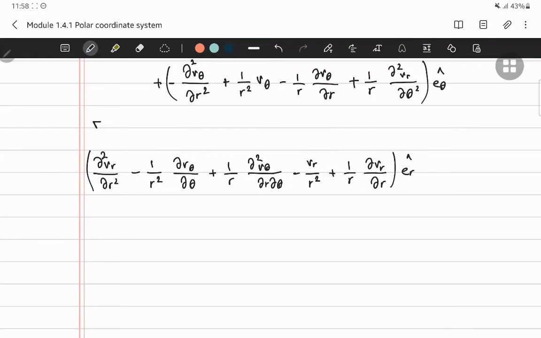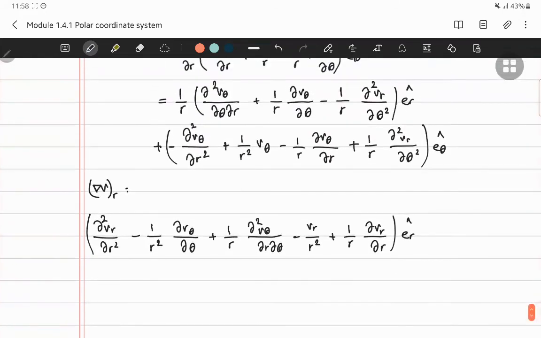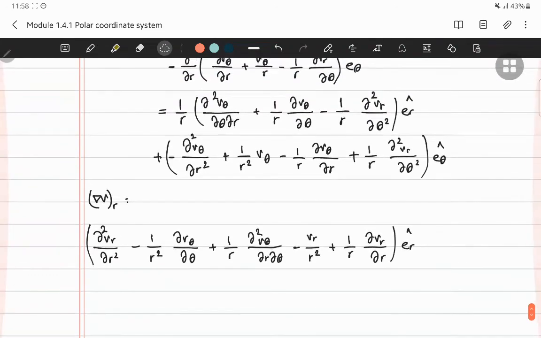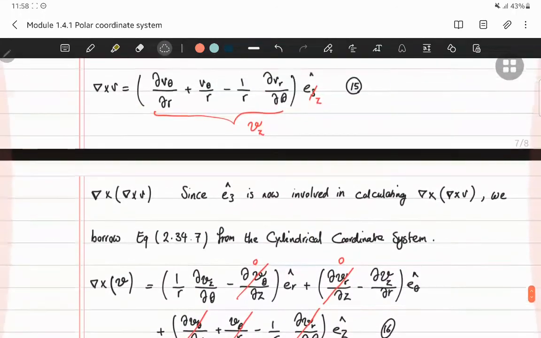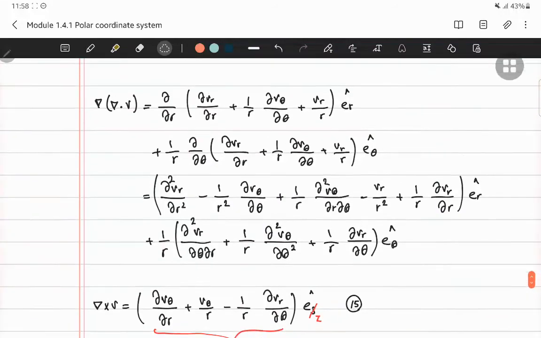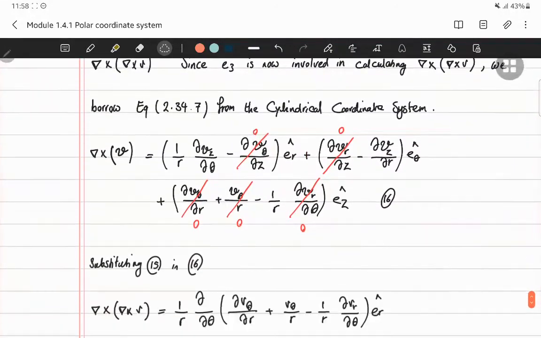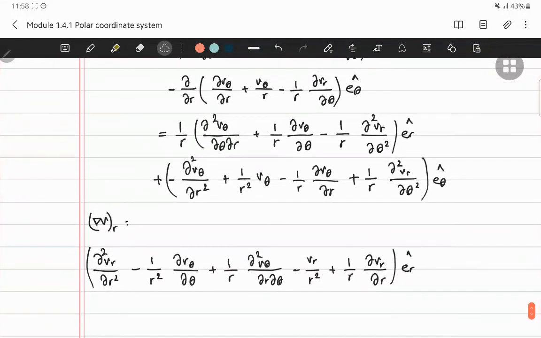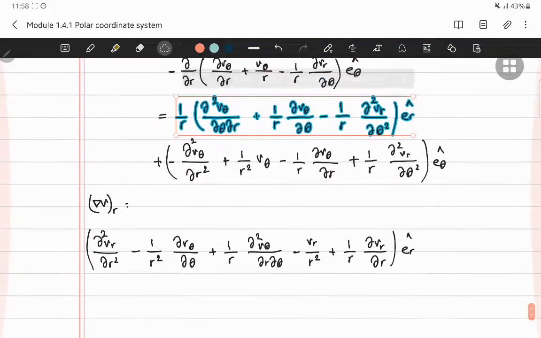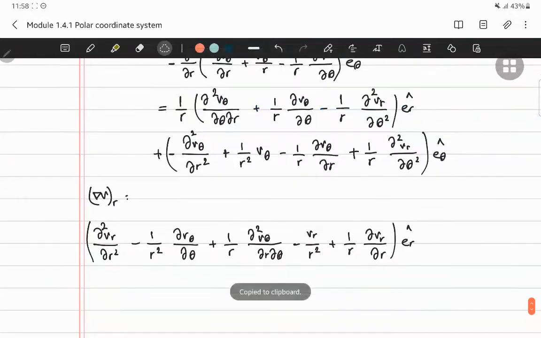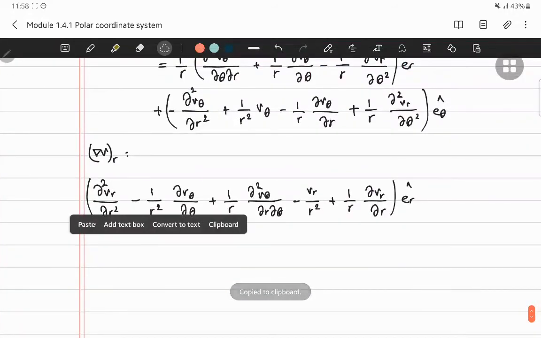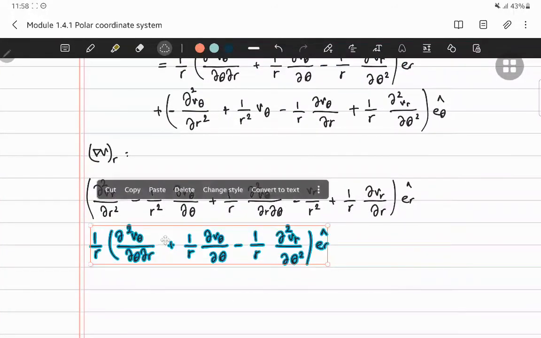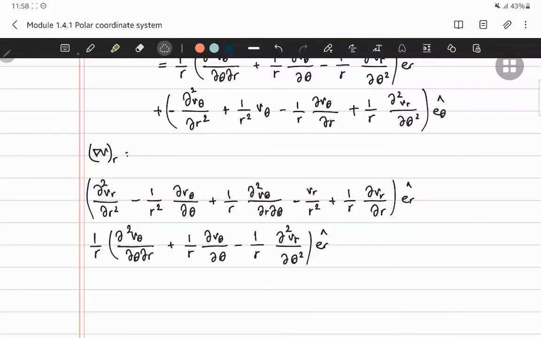So this is del VR. And I also have this here. Let me check if I haven't missed anything. No. Then I have this expression here, copy, and then paste it here. All right, so I have to make some modifications here.